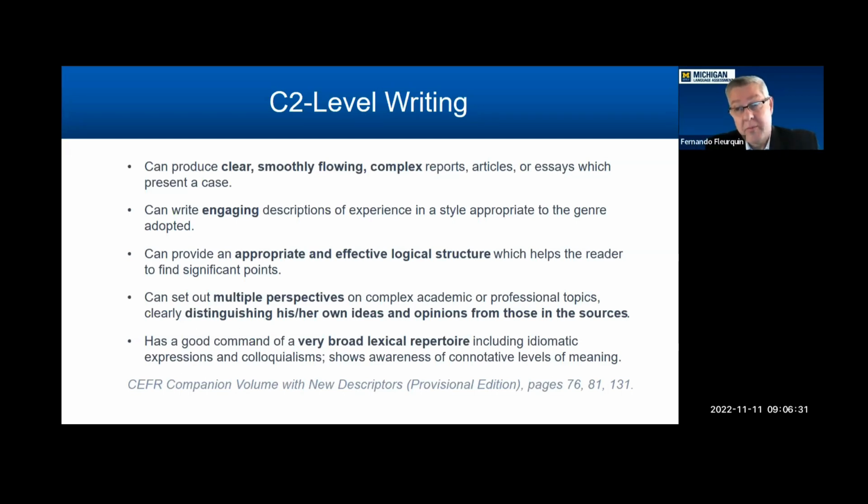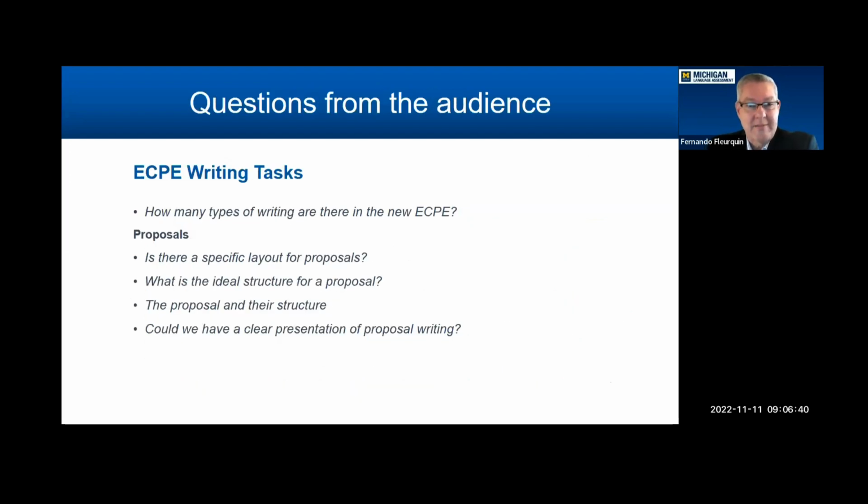Great. So this is really important because it's basically describing what students are expected to produce in general. So this will answer many of the questions that some of you sent. These are some of them. How many types of writing are there? And especially questions about the proposals. You can see some of those here. Is there a specific layout? What is the ideal structure for a proposal? The proposal and the structure, a clear presentation of the proposal writing. Any comments about any of these?